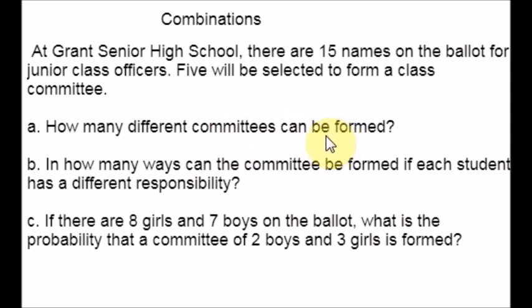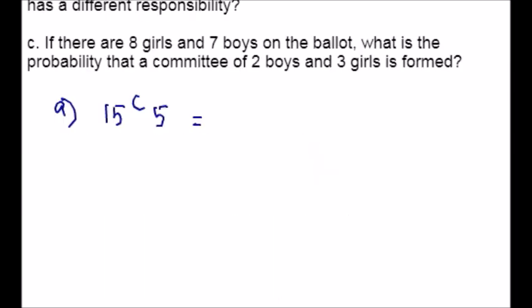The order of the names chosen for the committee is not important. So this situation is a combination of 15 names chosen 5 at a time. Am I right? 5 will be selected from the 15 names. So nCr. Here we are going to find 15C5 for part A. Similar to the previous example, we are just going to apply the formula. Replace n by 15 and r by 5. So we will get the same thing. We are going to expand the factorial and cancel out the common factors.